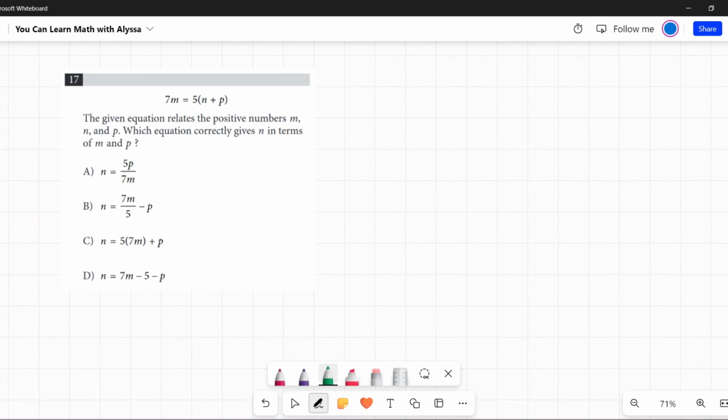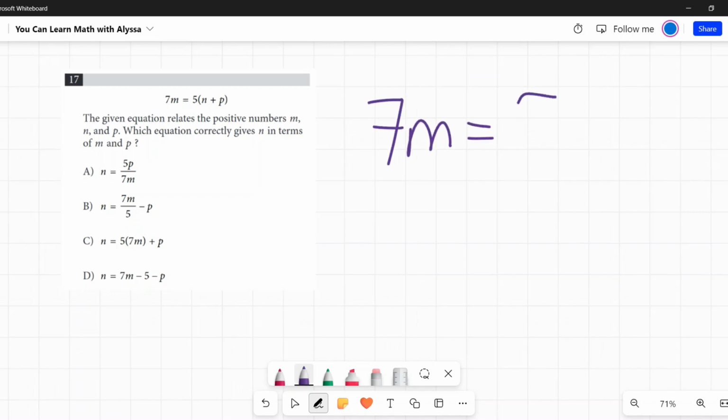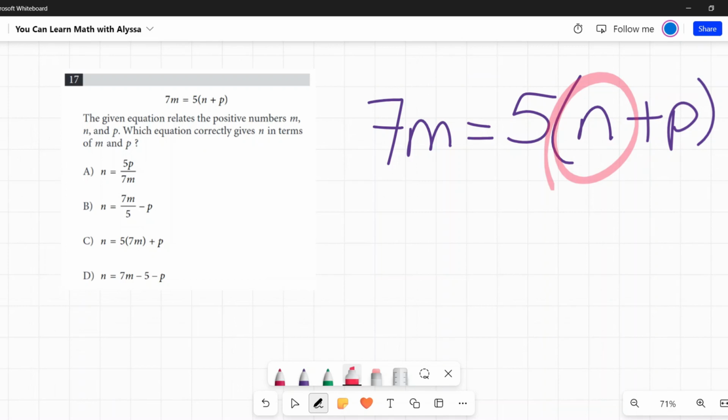17, 7m equals 5 times n plus p. The given equation relates the positive numbers m, n, and p. Which equation correctly gives n in terms of m and p? Anytime you see give something in terms of something else, they're wanting you to isolate it. They want you to get it all by its lonesome and everything else on the other side. So in this case, we are being asked to isolate n. We want n to be given in terms of m and p. So that means they want it to be n equals and everything else over on the other side.